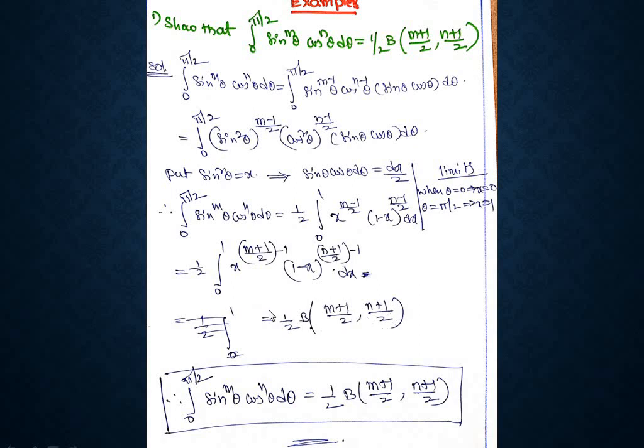So therefore 1 by 2 will be the same. So beta of the entire integration will be, by the basic definition, in the form of integral x power m minus 1, 1 minus x power n minus 1 dx. Let m equal to (m plus 1) by 2, n equal to (n plus 1) by 2. So therefore we can write integral 0 to pi by 2 sine power m theta cos power n theta d theta is equal to 1 by 2 beta of (m plus 1) by 2 comma (n plus 1) by 2.